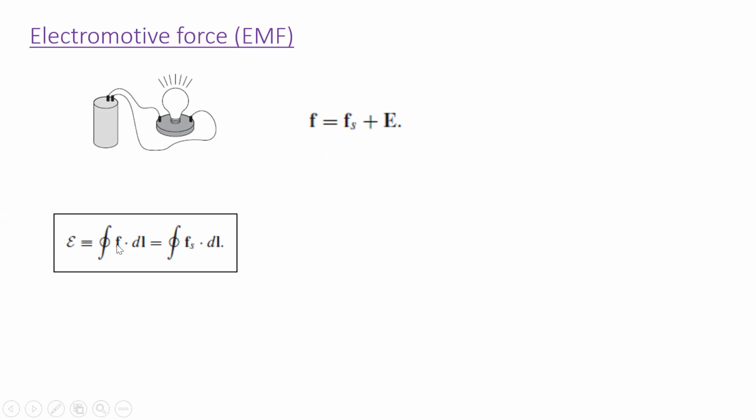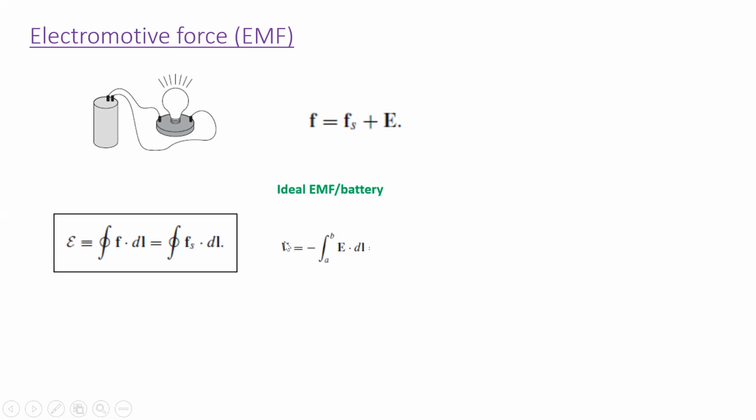When we write this as Fs plus E, the integral of E dot dl doesn't contribute. So we can just write it as the integral of Fs dot dl. So let's take a look at the voltage, and its relationship, the voltage difference, I should say, between the terminals of a battery and this EMF that we've defined.